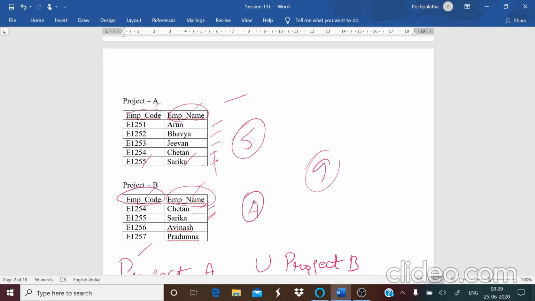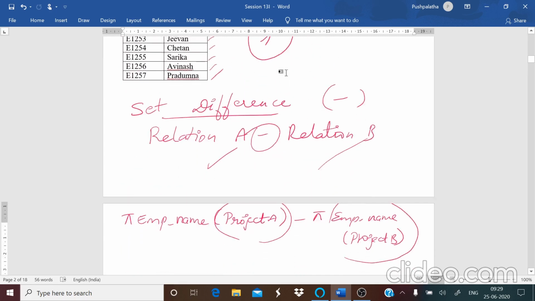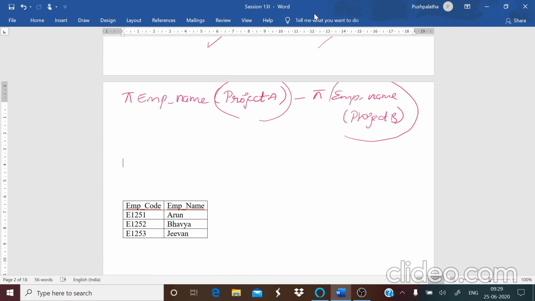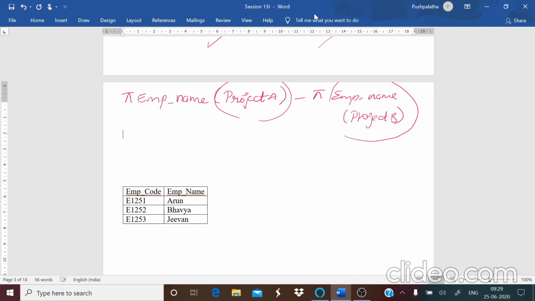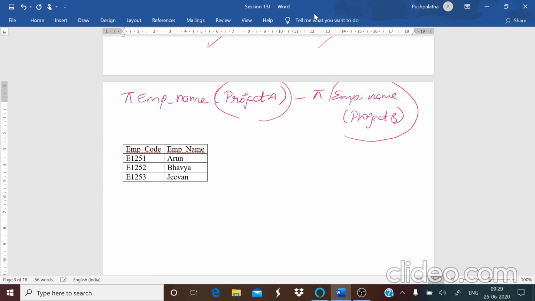See, this is your A and this is your B. Arun, Bhavya, Jeevan, Chetan, Sarika. But Chetan and Sarika are present in B also. So these two will be left out. Only these three names will be displayed. That is what you mean by your set difference, which is present in the relation A but which is not present in relation B. This is your set difference.